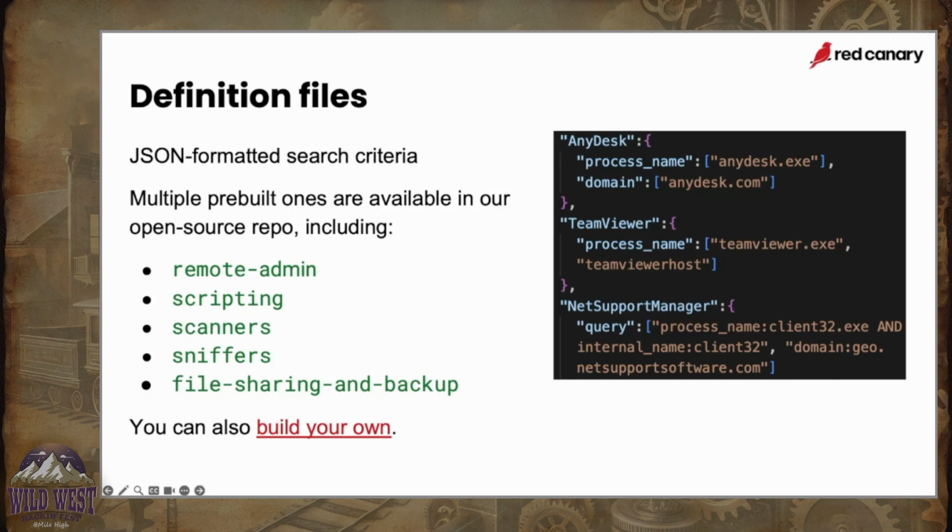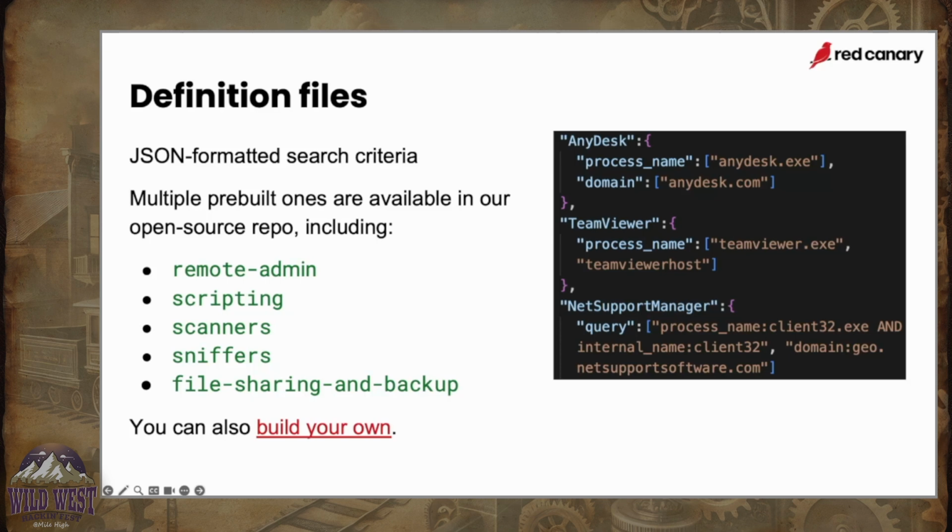And how these definition files are structured, you can see that we are providing a process name and we're encapsulating that within an array. So if there are multiple process names that we are using to detect AnyDesk, it will just build out OR logic. So how the last query works, where we're saying process name client32.exe and internal name client32, we have also the domain. So this is in an array, 2 strings, and we're saying build OR logic for this. So process name client32 and internal name client32, or network connection to netsupportsoftware.com.